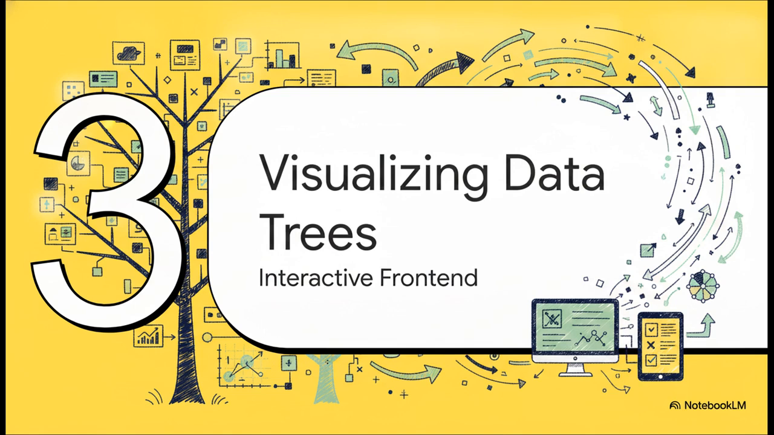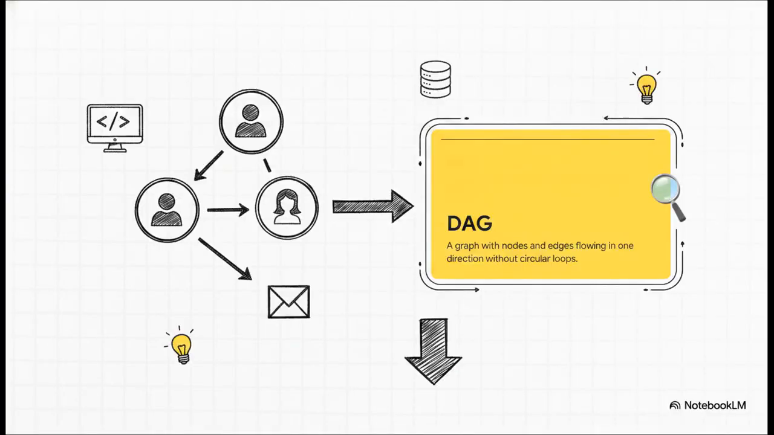All right, part 3, visualizing interactive data trees. Let's see how this plays out on the front end. Because we definitely don't want a static, boring chart here. We want rich interactivity. Our Next.js API routes take those raw database rows and transform them into a strict JSON format made up of nodes and edges.